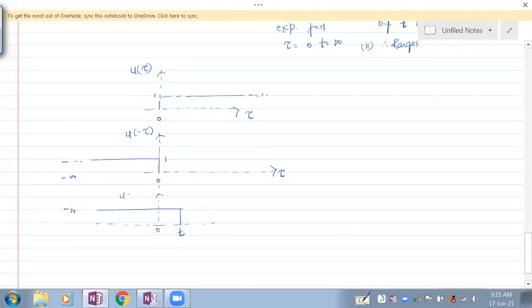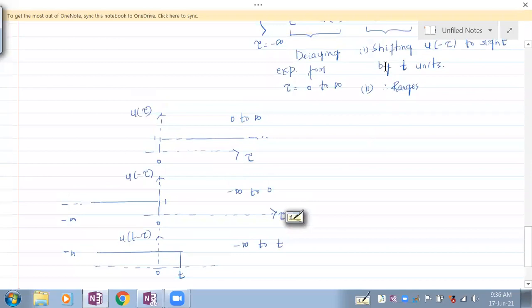So this is u of t minus tau. So the range here is 0 to infinity. The range here is minus infinity to 0, and the range here is minus infinity to t. So this is something that we need to understand. This exercise I am not doing again and again. In almost every problem you will find a signal like u of t minus tau, and u of t minus tau is shifting u of minus tau to the right by t units. So its range would become minus infinity to t. So this is this signal.